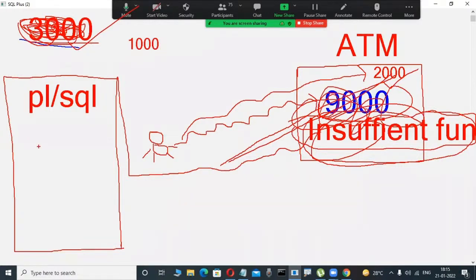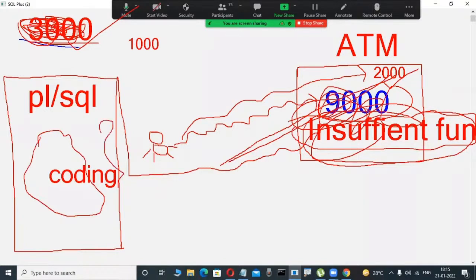Those are all the transactions, and how they are written is through coding only. That's why for writing this type of code, PLSQL developers are required in a project.